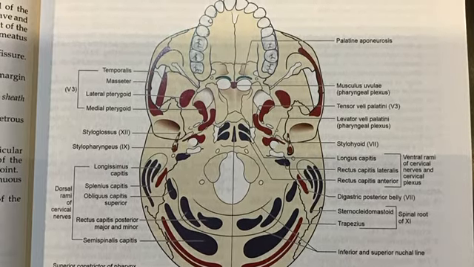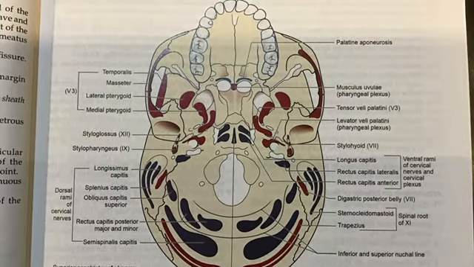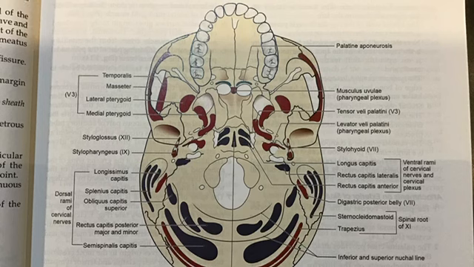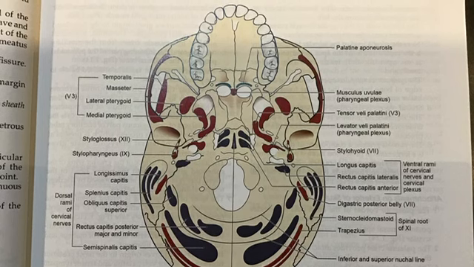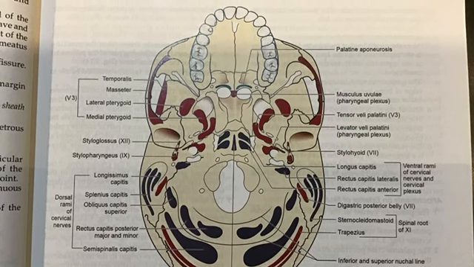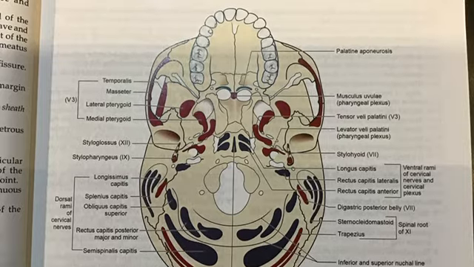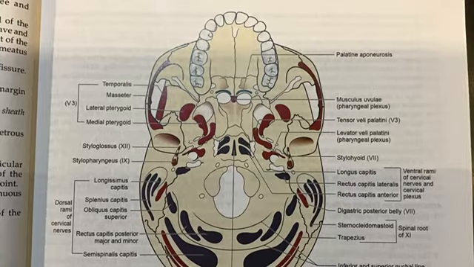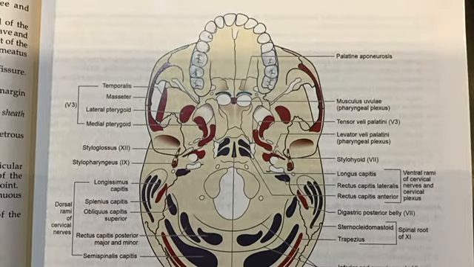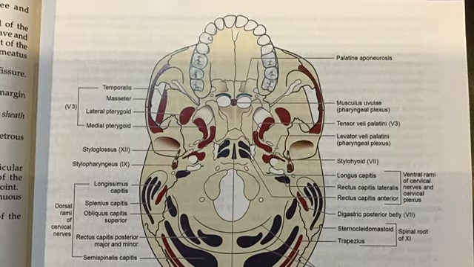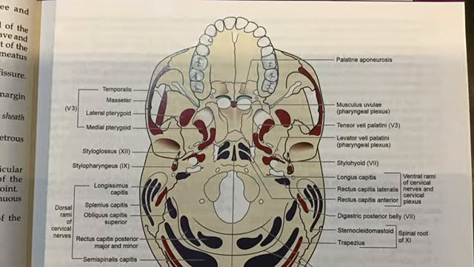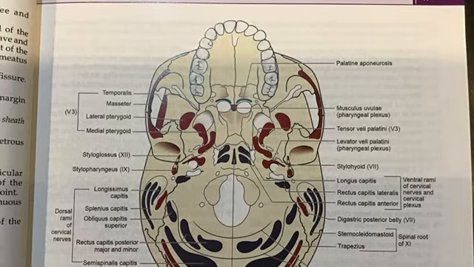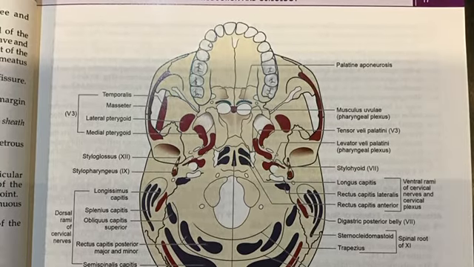Then anteriorly at the zygomatic arch, you see the muscles of mastication: temporalis, masseter, lateral pterygoid, medial pterygoid, supplied by the fifth cranial nerve. Then the styloglossus muscle is supplied by the 12th cranial nerve. On the left side you can see the labels. And stylopharyngeus by the ninth cranial nerve. Then dorsal rami of cervical plexus, longus capitis, splenius capitis. Some part is supplied by ventral rami and some part by dorsal rami, rectus capitis.